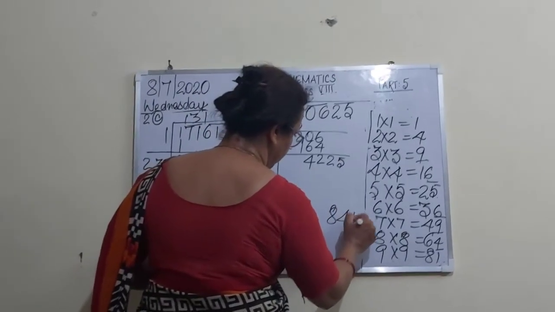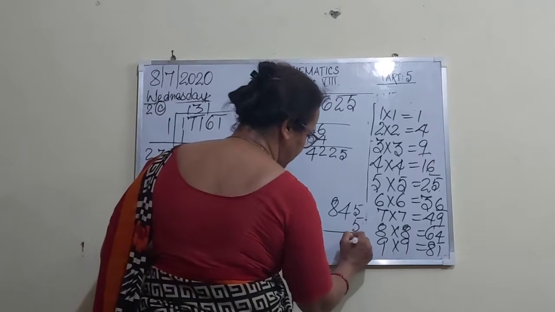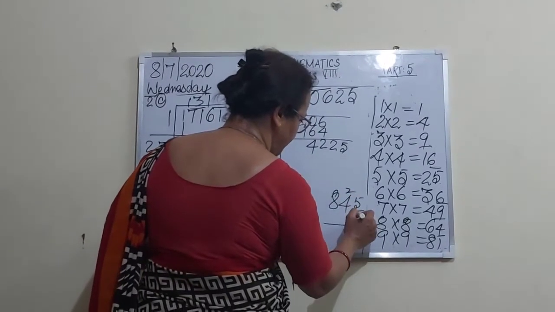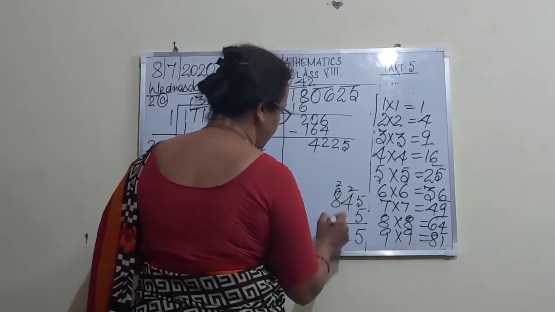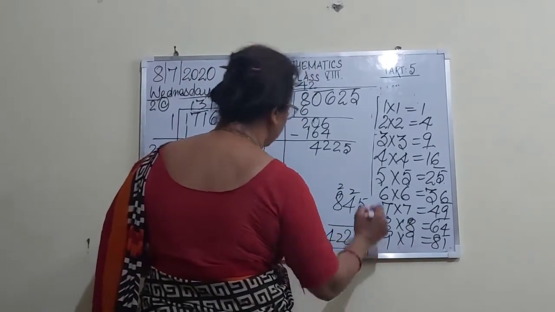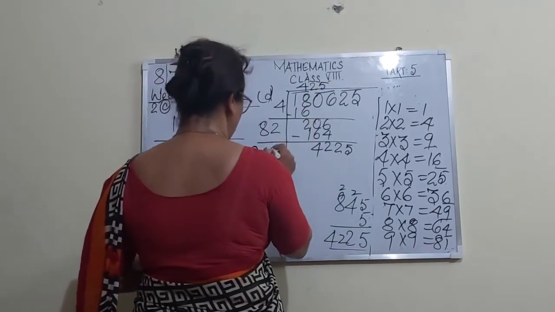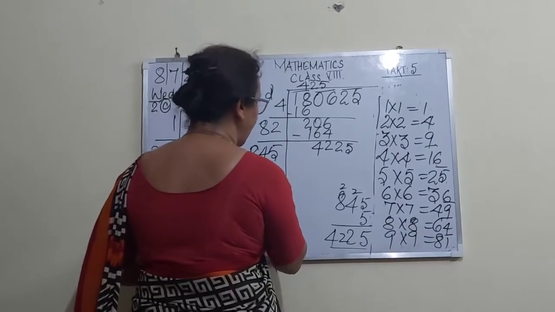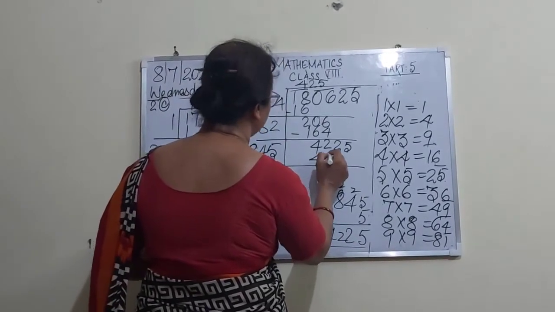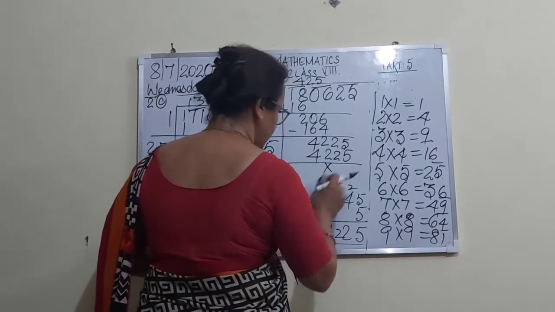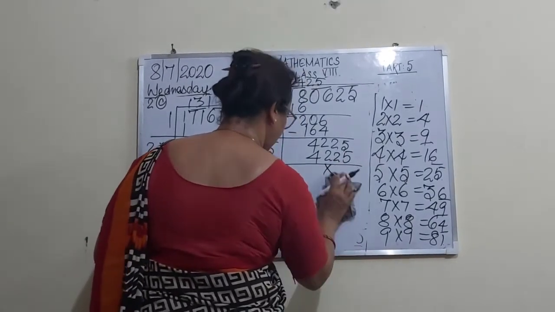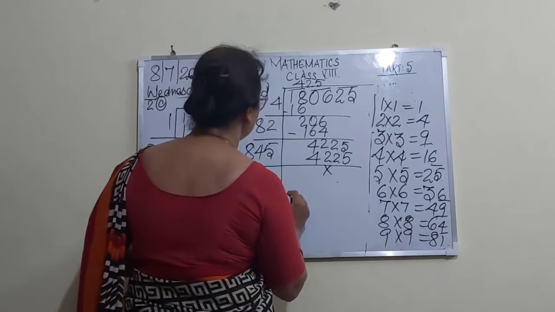845. 5 5s are 25. 5 carry 2. 5 4s are 20 and 2, 22. 2 carry 2. 5 8s are 40 and 2, 42. That's right. Completely divisible. So the square root of 1,80,625 is 425. That's right. I'm going to write down the same way you will be following.